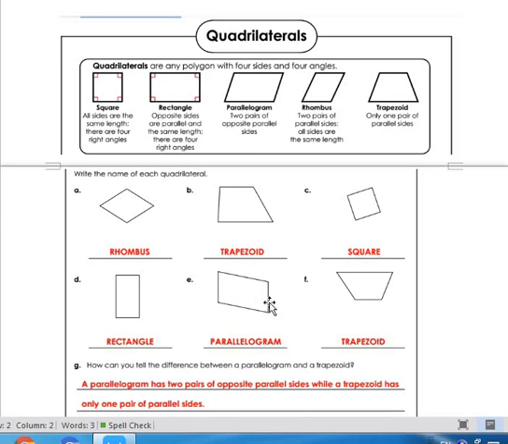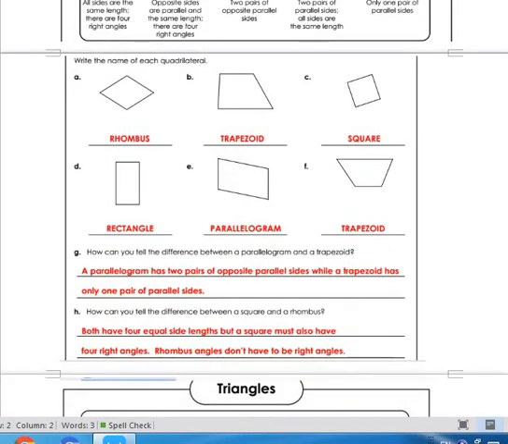Parallelogram, each two opposite sides are parallel, so this is a parallelogram. This is a rectangle here. This is a rectangle. Each two opposite sides are parallel and equal in length. It has 4 right angles inside.